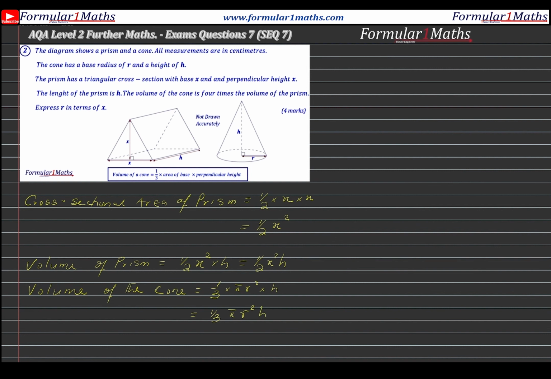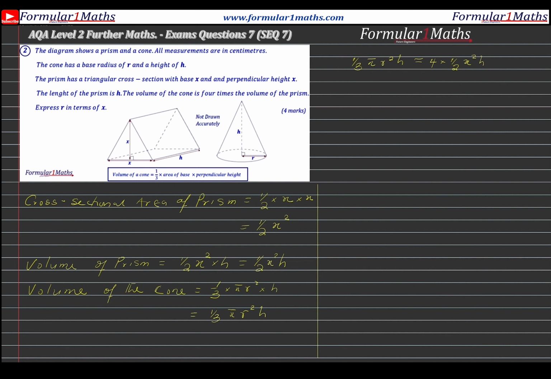But the question says that the volume of the cone is 4 times the volume of the prism. And so this volume here, which is that of the cone, is equal to 4 times the volume of the prism, which is this one here. And so 1/3 pi r squared h is equal to 4 times half x squared h. At this point, I can divide both sides of the equation by h.